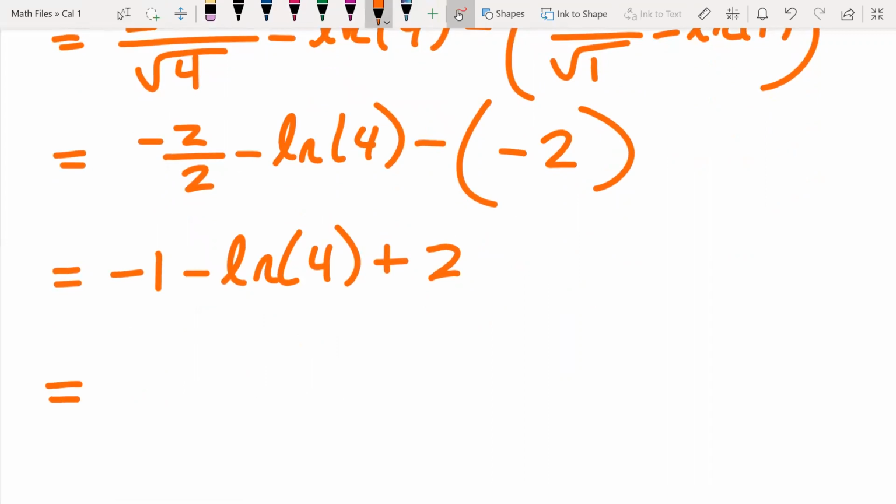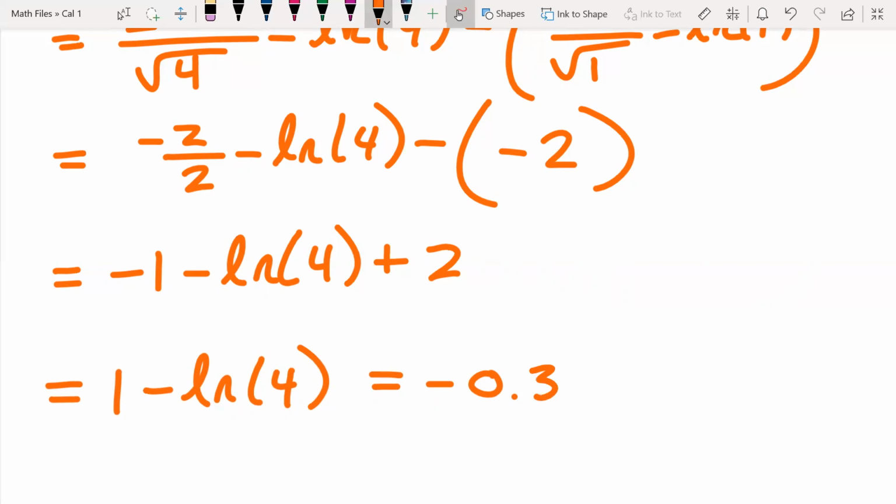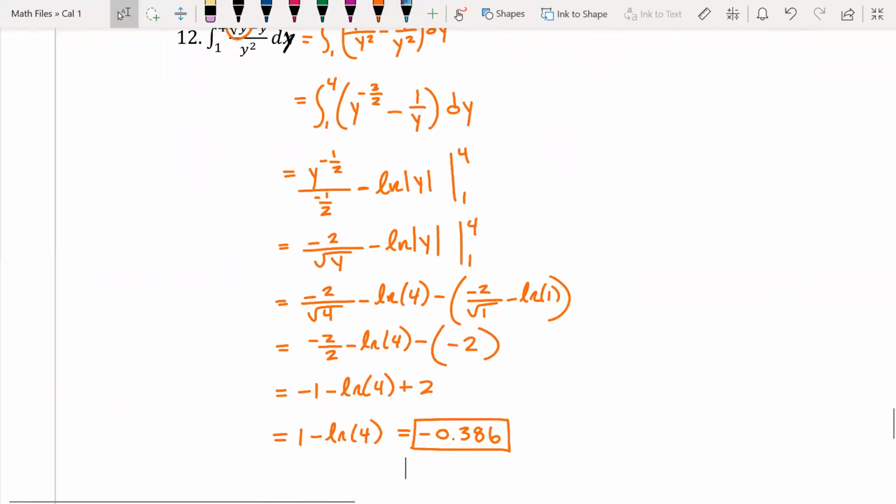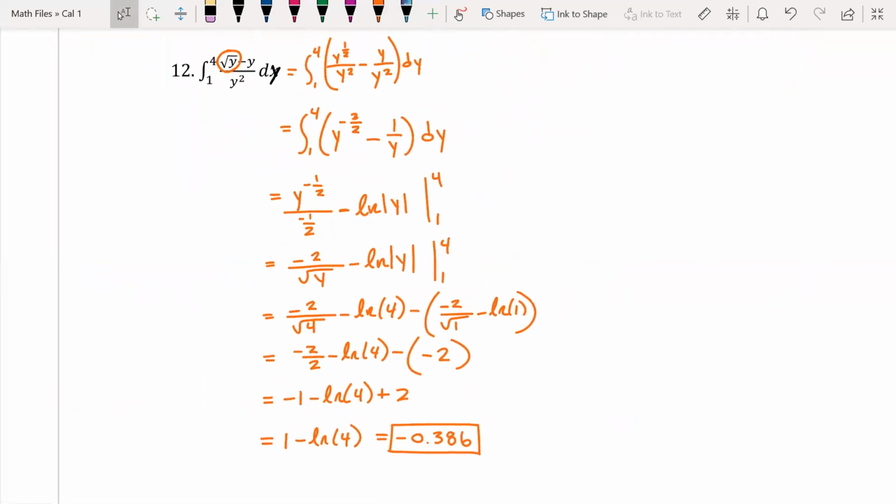gives me 1 minus the natural log of 4, which could be a good answer unless they want decimal. 1 minus the natural log of 4, negative 0.386. Done and done. Woohoo. And that is the evaluation theorem.